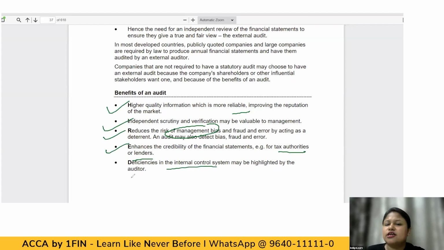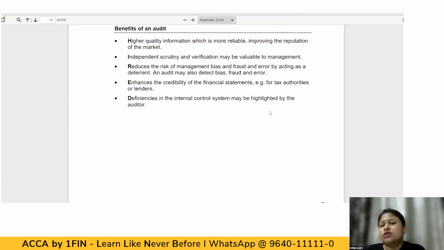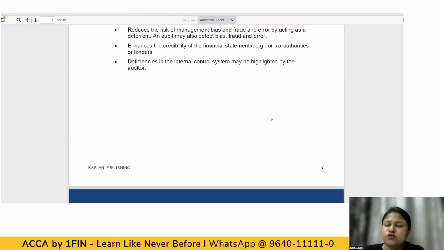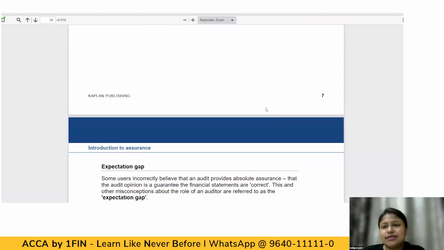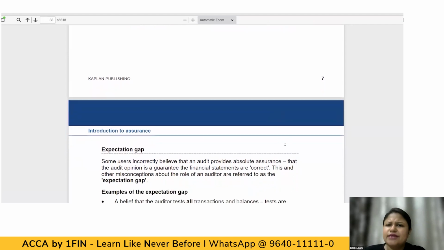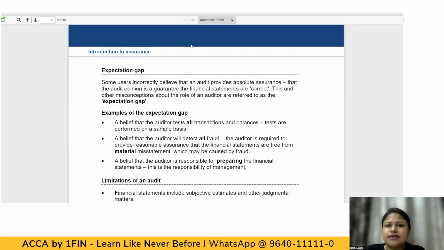Then deficiencies in the internal controls also may be highlighted by the auditor, that we have seen, okay, as per the reporting that we have learned, we have understood the communication which the auditor does to TCWG and management, where even deficiencies which are identified will also get highlighted by the auditor. Okay, so these are very important parts that we need to understand about why audit is conducted.